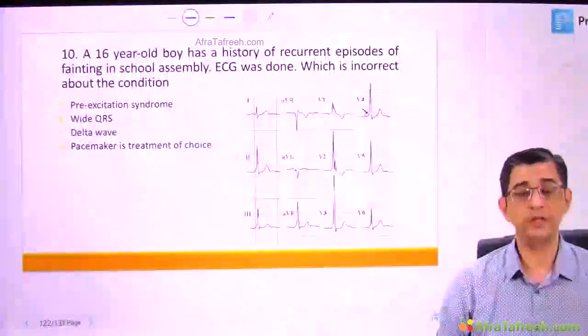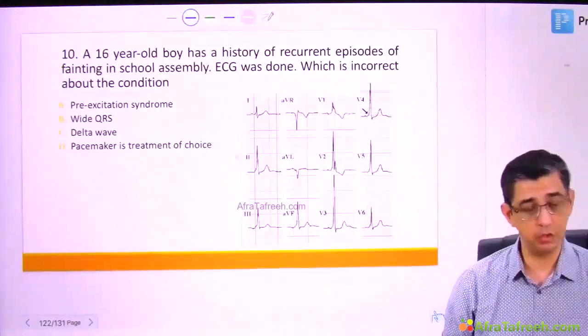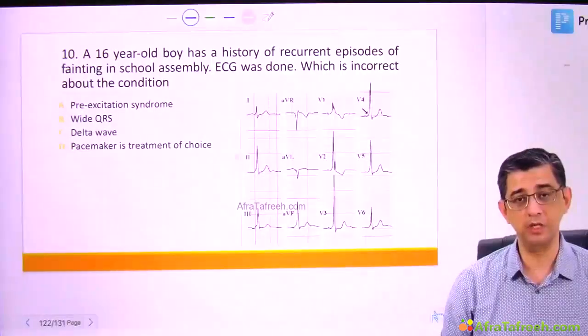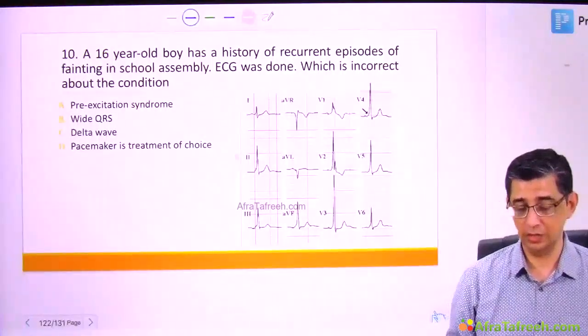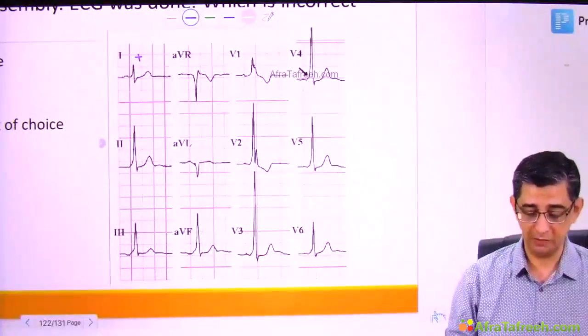Coming to the next question, it talks about a 16-year-old boy who has a history of recurrent episodes of fainting in the school assembly, and the ECG of the patient was done. What is incorrect about the condition? So let's focus on the ECG per se. The axis looks pretty normal. Lead 1 is positive, AVF is normal.